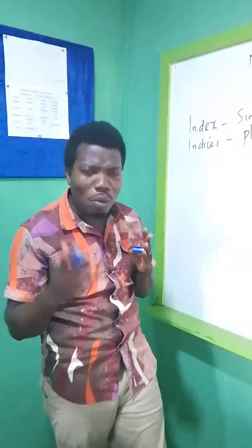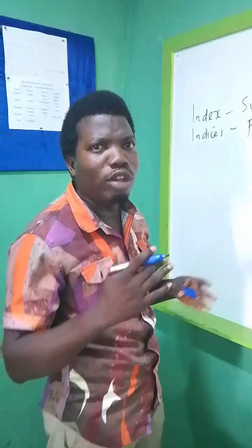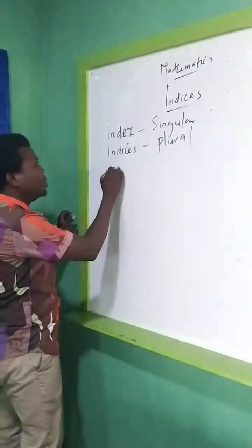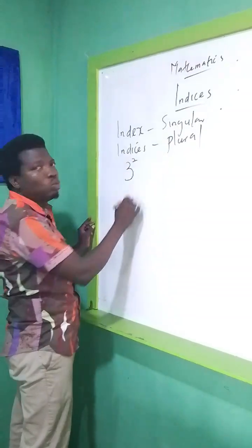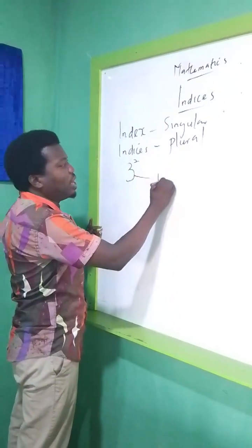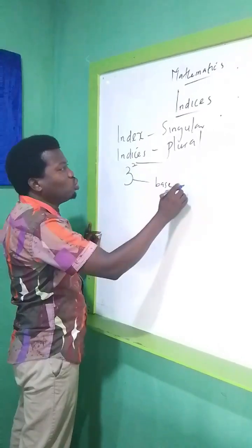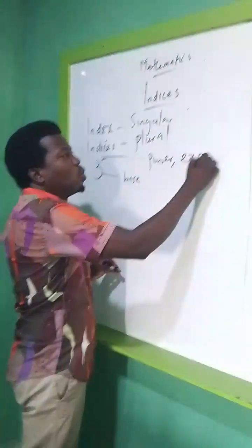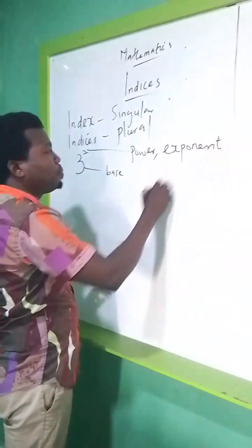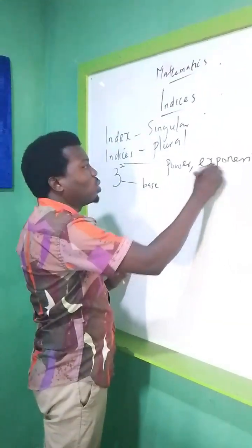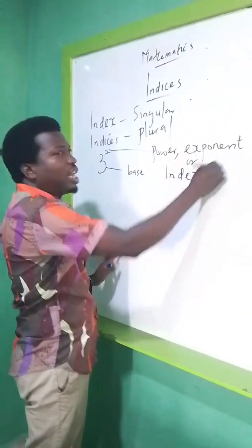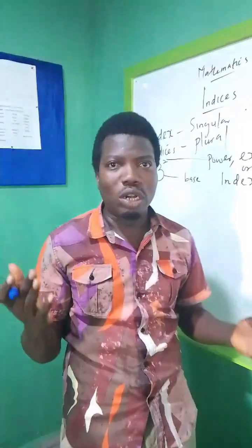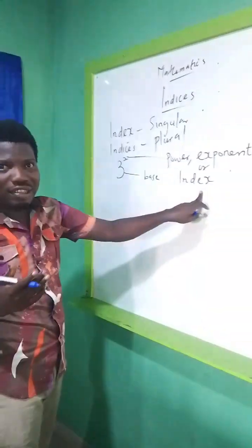When we say index, let's start from index. Index is the number of times a base is going to be raised or multiplied. Let me say I have 3 raised to the power of 2. This 3 is the base, and this 2 is what we call power. We call it exponent, or we can call it index. So when we have more than one now, that's why we call it indices.